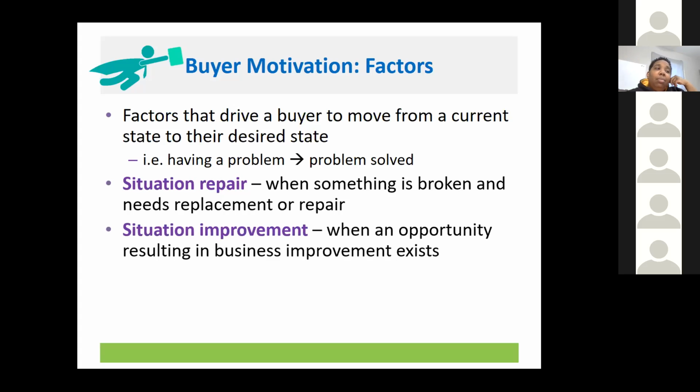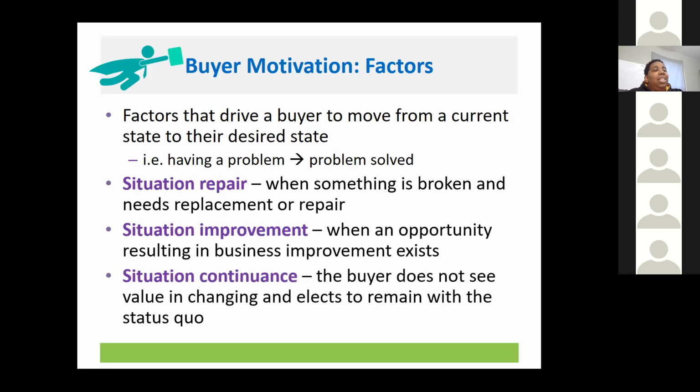Situation improvement is when you have an opportunity to make something better. So I have a laptop right now. I maxed out the memory. I can expand my memory by getting a new laptop. You have a car, but that car doesn't auto start, or that car doesn't have heated seats. There's a situation improvement. It's not necessarily broken, but you can make it better by purchasing.